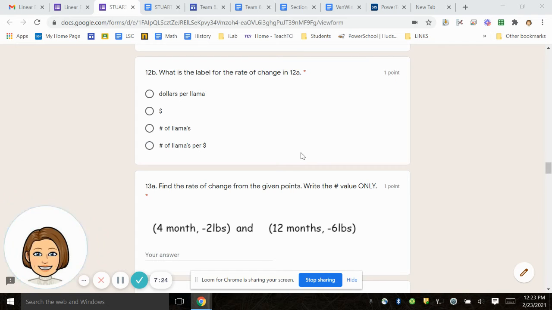(12b), what is the label for the rate of change in 12a? Dollars per llama, dollars, number of llamas per dollar.